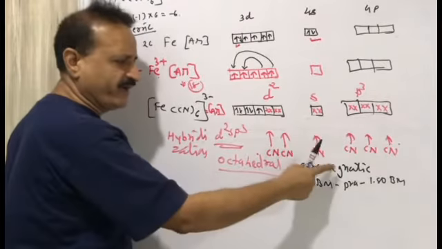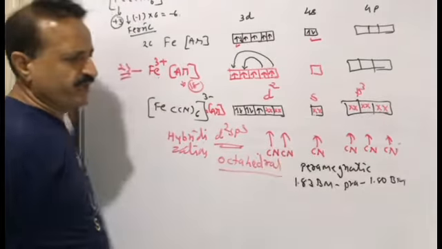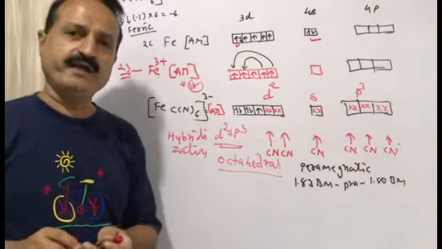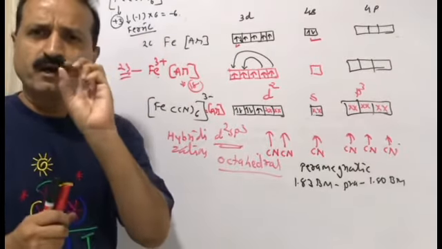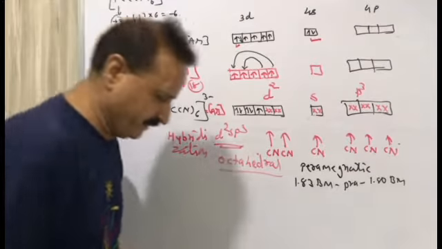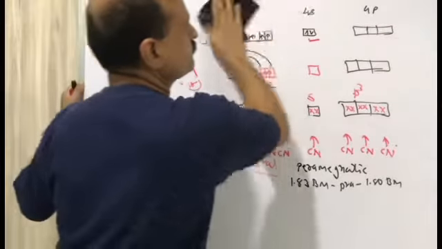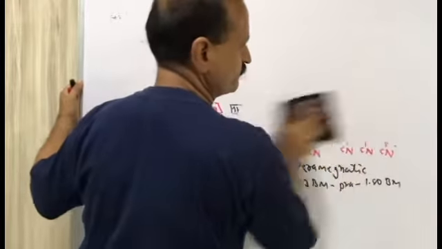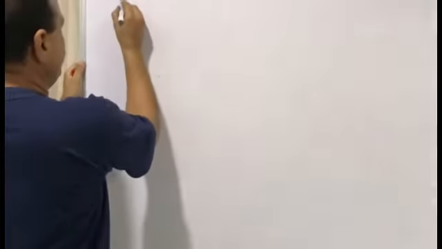So shape will be octahedral, but here is one unpaired electron, so the magnetic property is changed. It is paramagnetic. Theoretical value is 1.83 and practical value is 1.80 BM. So now it is clear. Now we have another complicated example of a complex ion. Let's see. Most important, MnO4 minus.